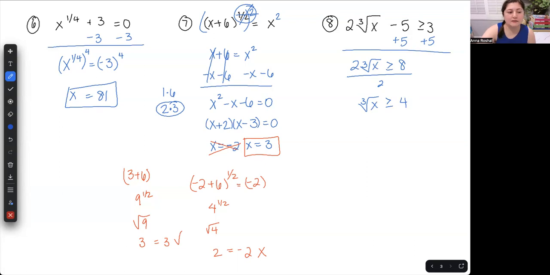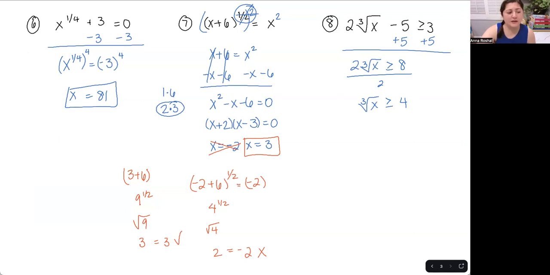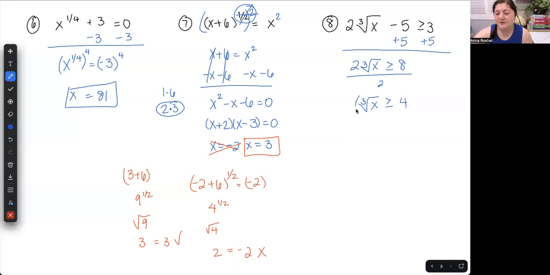And I want to make sure that I did this math correctly. Okay, yes, I for sure did. Okay, and then we're going to cube both sides. When I cube both sides, these guys go away. Then I'm going to say that x is greater than or equal to 64.